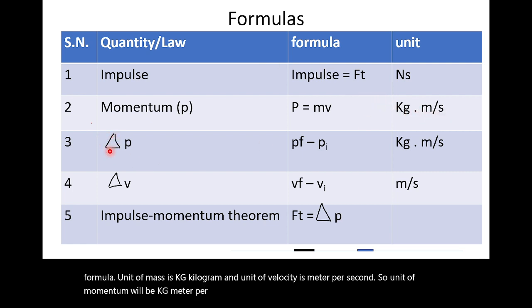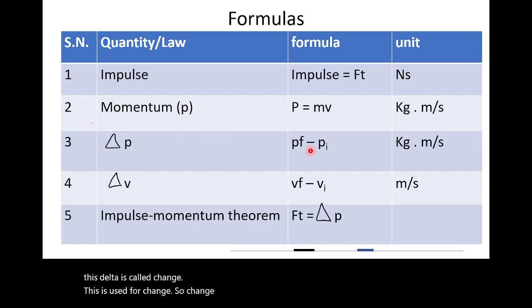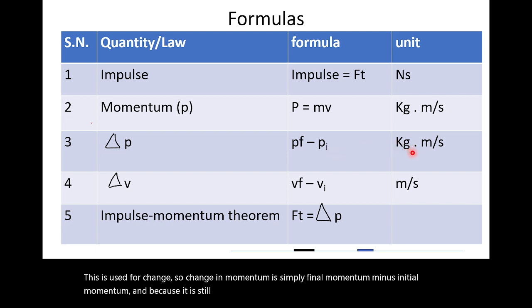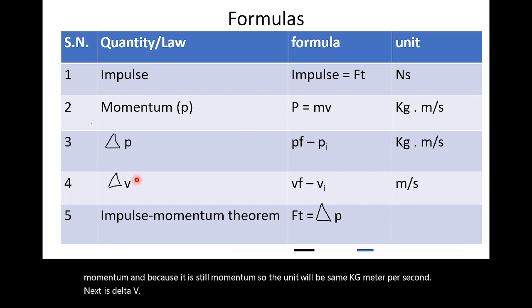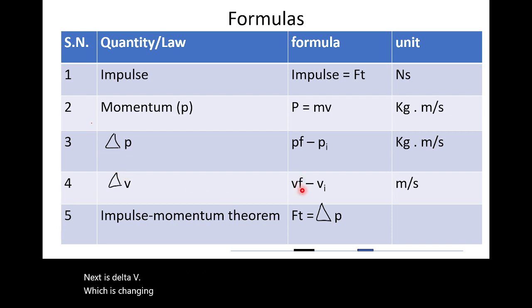Now this is called delta P. Delta P is change. Actually, this delta is called change. This is used for change. So change in momentum is simply final momentum minus initial momentum. And because it is still momentum, the unit will be the same, kg meter per second. Next is delta V, which is change in velocity, final velocity minus initial velocity. And we have the unit meter per second.